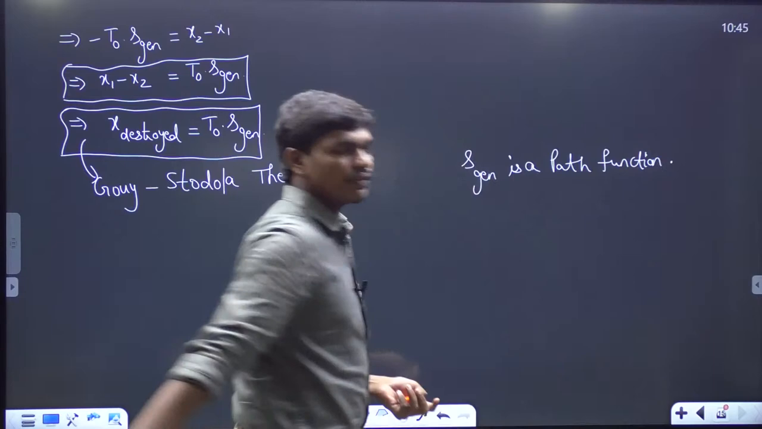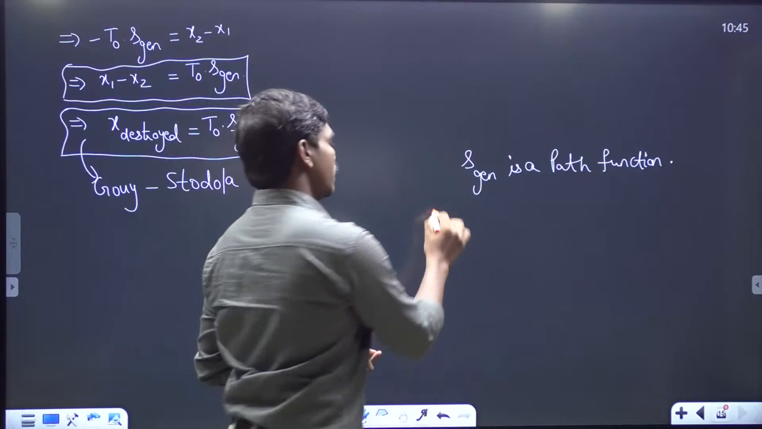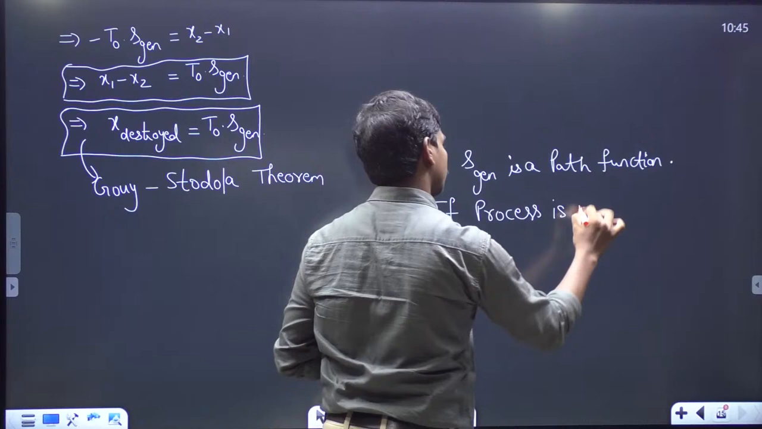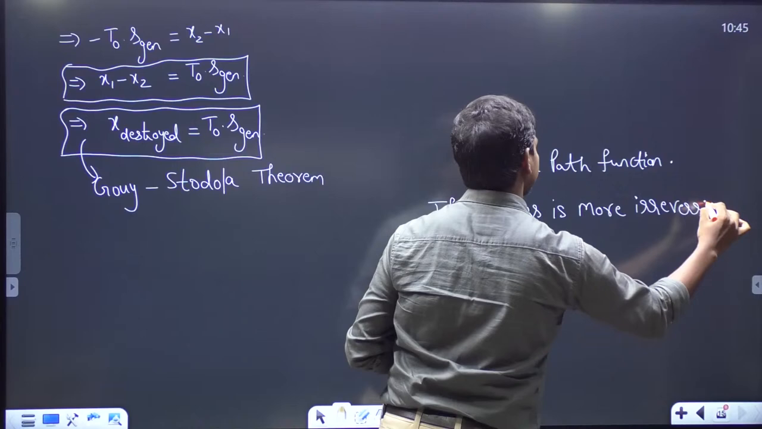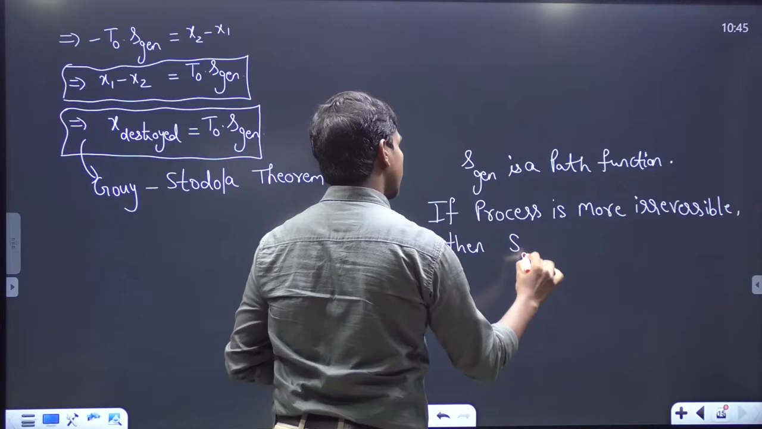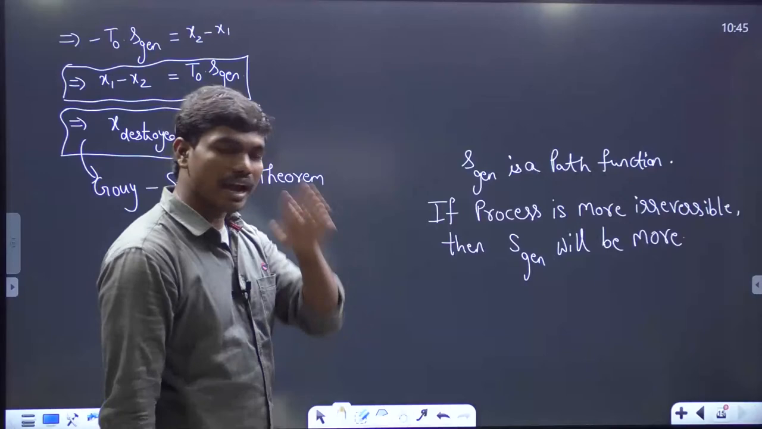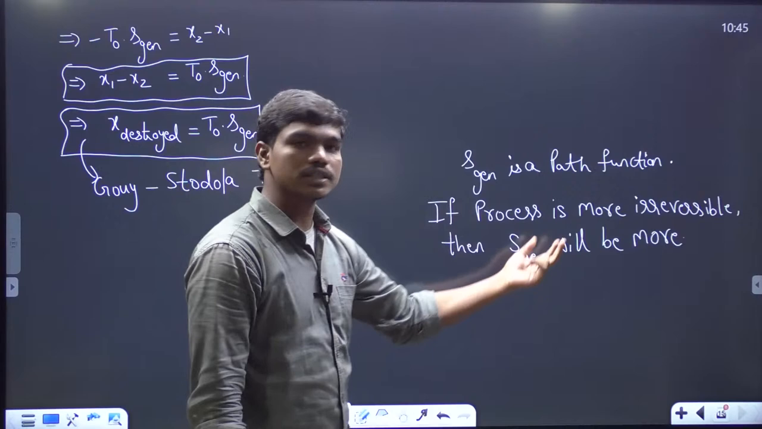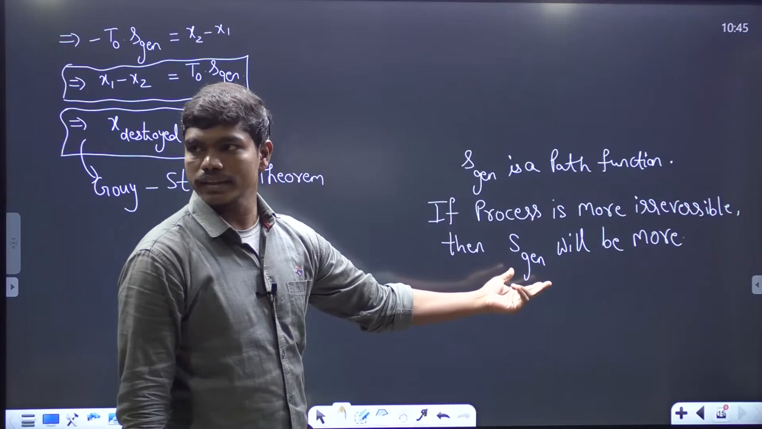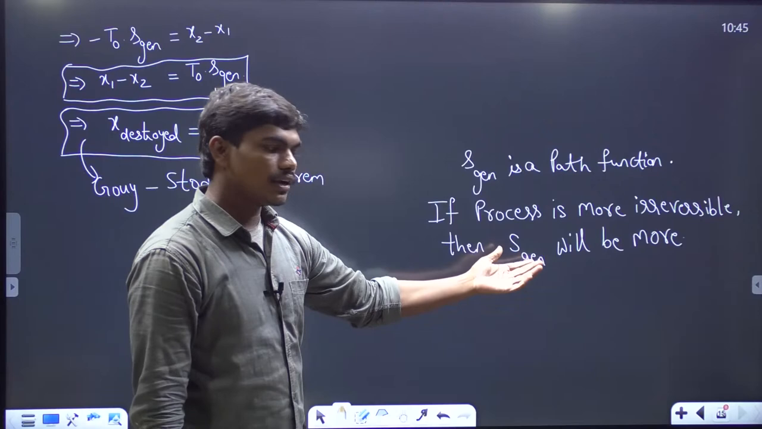So if entropy generation is a path function, if the process is more irreversible, then S generation will be more. This is what we have seen. Correct? You remember in entropy chapter we took two irreversible processes, then we proved that entropy generation is a path function. So if the irreversibility is more, then this entropy generation will be more. We have discussed all these things. I think last week when we were discussing entropy, we talked about all these things. Correct? Do you remember this, all of you?